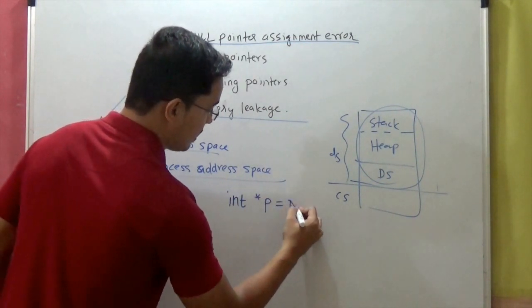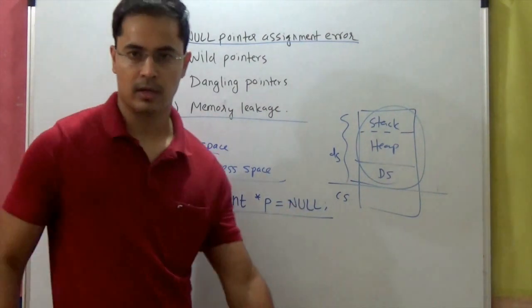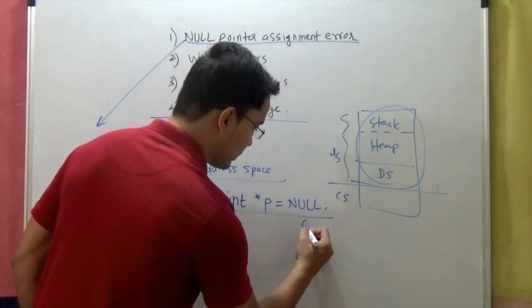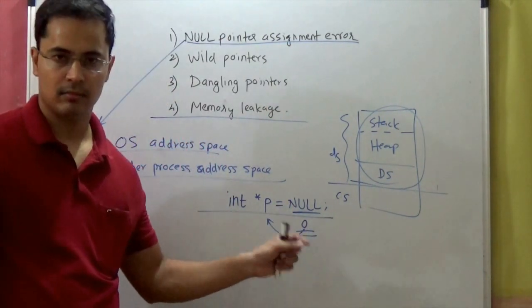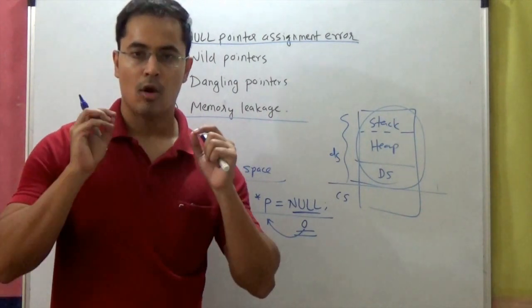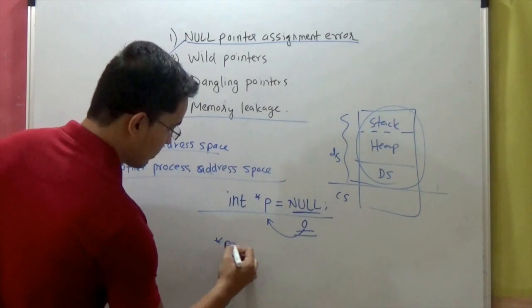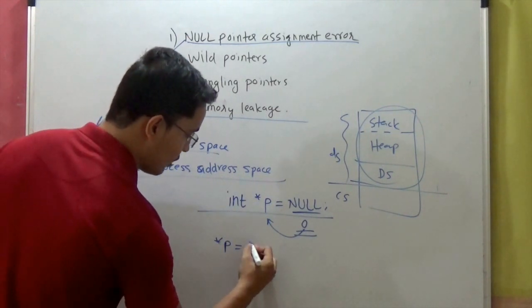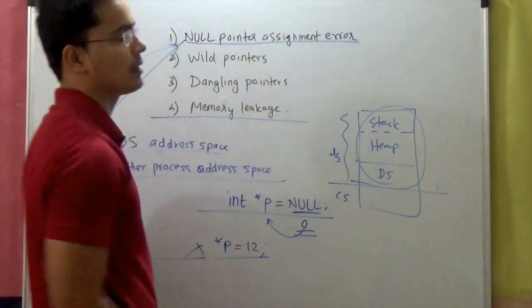int *p = NULL; In C language, when you assign NULL to your pointer, this means the value is 0. This NULL value is 0. This location with address 0 is almost always in the operating system's address space. And if you try to say now *p = 12, you will get this null pointer assignment error.